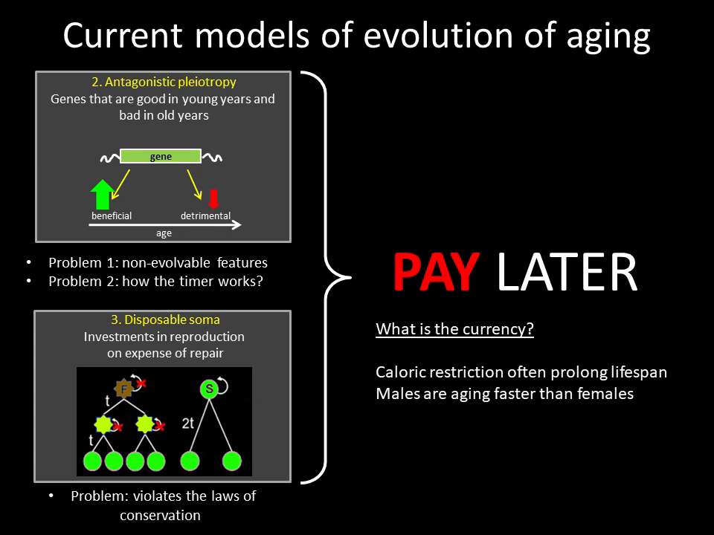In addition to what I said above, caloric restriction prolonged lifespan. And if the currency were calories, then feeding animals better would make them non-aging, right? The same is true for calcium or zinc or any other microelement we can imagine. Also, males are aging faster than females, yet males invest less in reproduction. So it's not clear what pay means in this case.